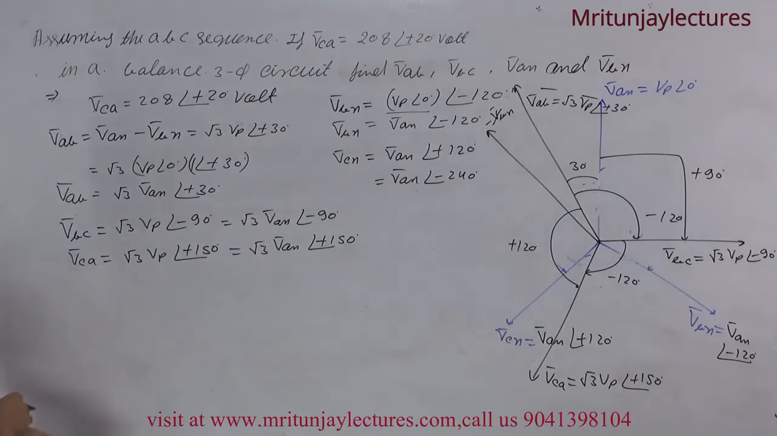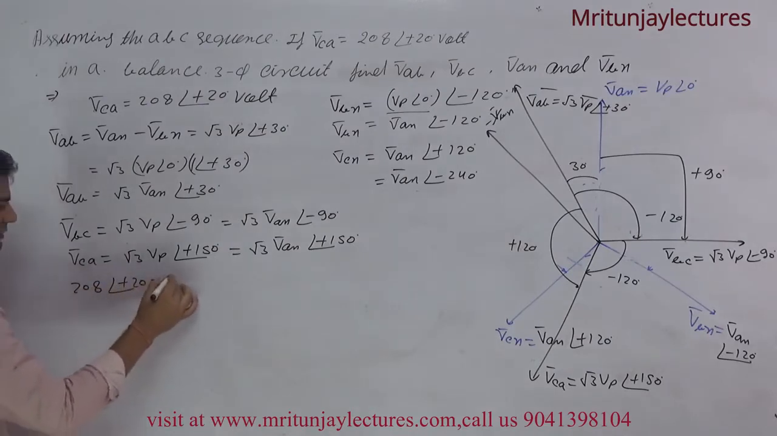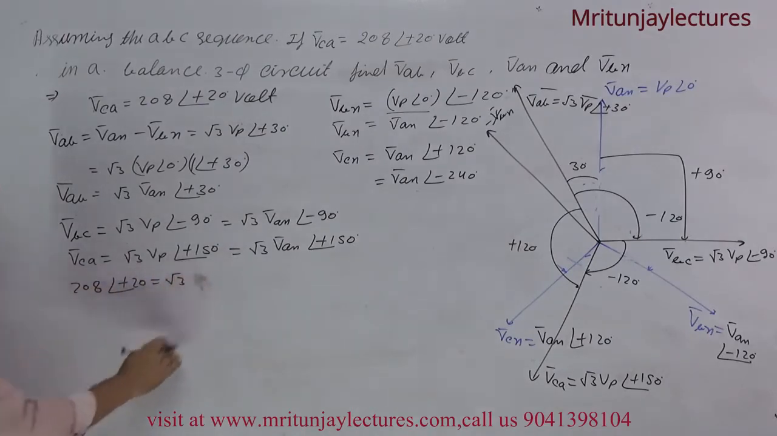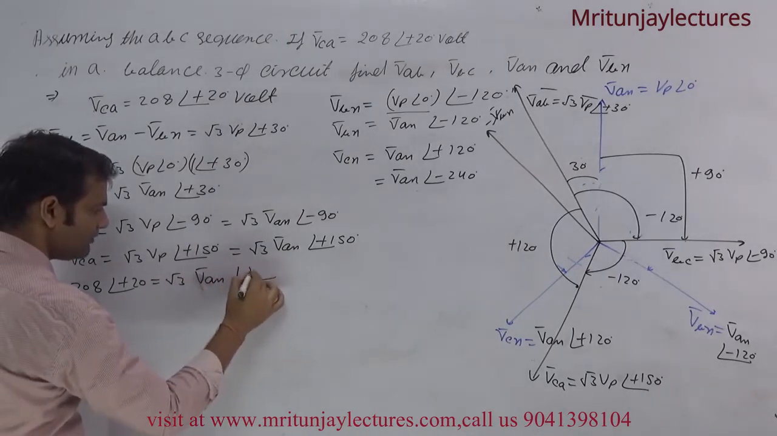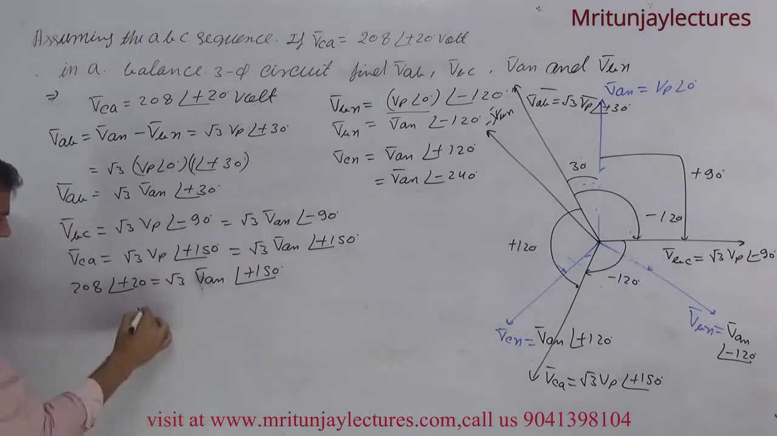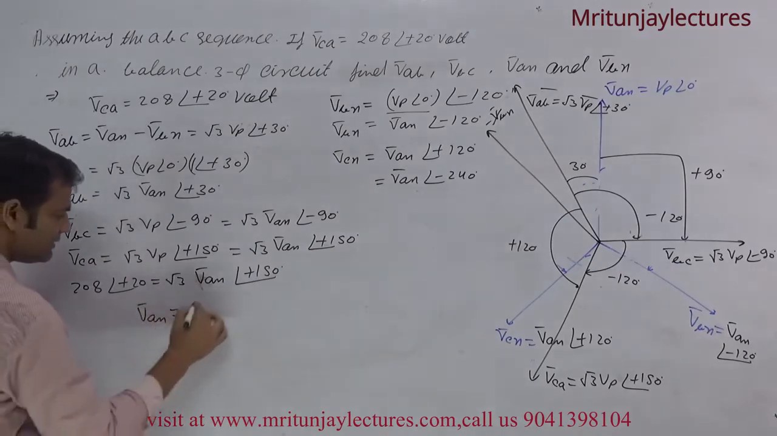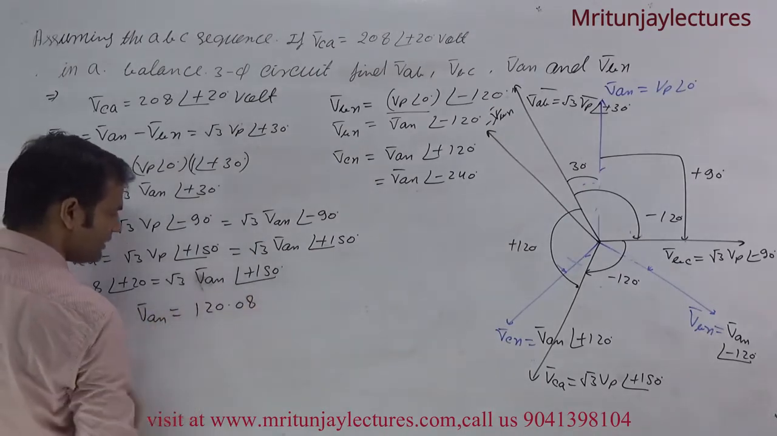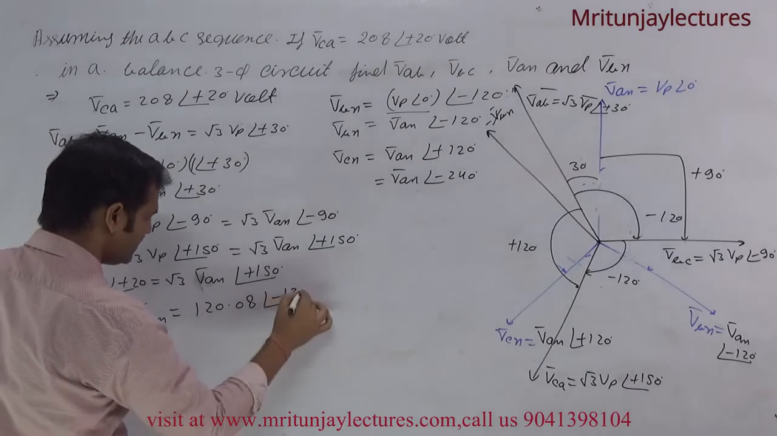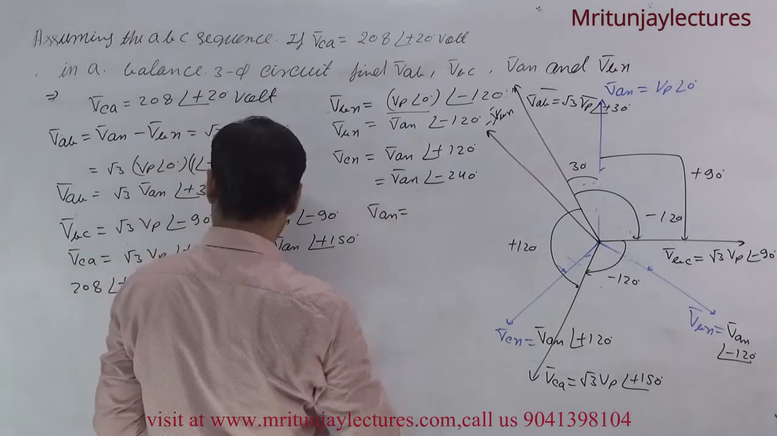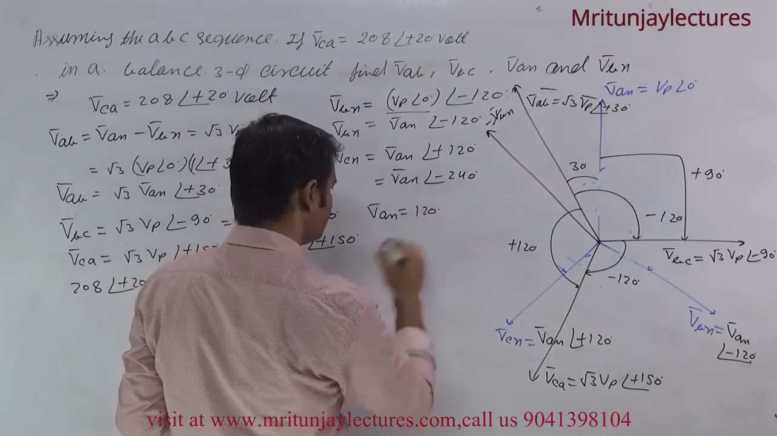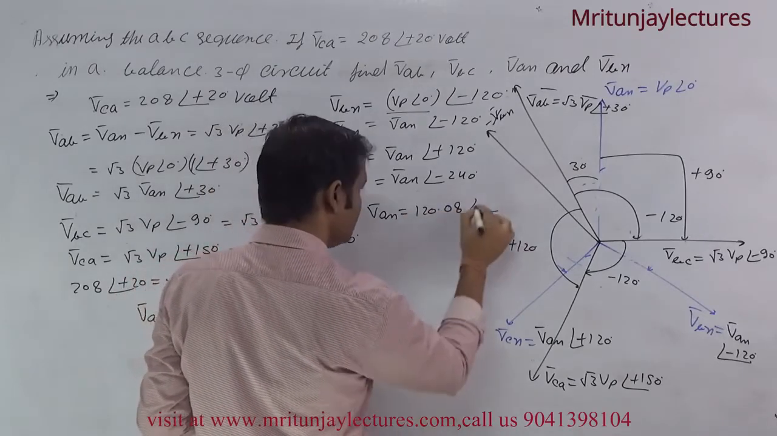Now according to the question, VCA is given as 208 at the angle plus 20, which is equal to root 3 AN at the angle plus 150. So what about AN? AN is written as 120.08 at the angle minus 130. So finally we got AN is 120.08 at the angle minus 130.